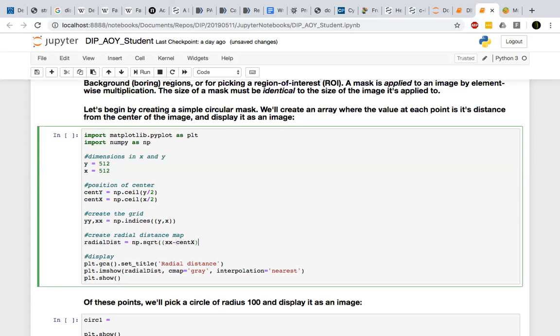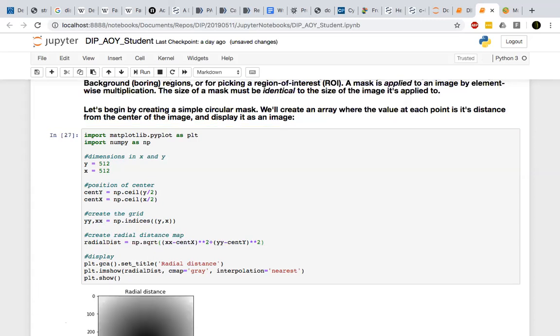This is how we do powers in Python. It's not this thing, it's the two stars. And so this is the distance from x. This is the distance from y. I probably have some open bracket. And so this would just give me, for every point in this array, what is its distance from the center.